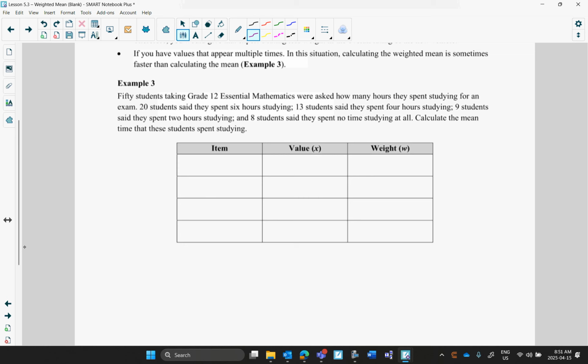what you would have to do is you would have to add 50 numbers and divide by 50. So you would have to add, like 20 students said that they spent 6, so you'd have to go 6 plus 6 plus 6 plus 6, 20 times. And then you'd have to go 4 plus 4 plus 4 plus 4, 13 times. And then 2 plus 2 plus 2, 9 times. And then 0 plus 0 plus, well, you don't really need to put those in. Okay? That's a lot of data.